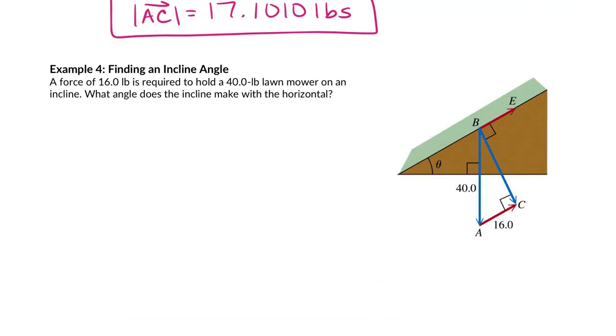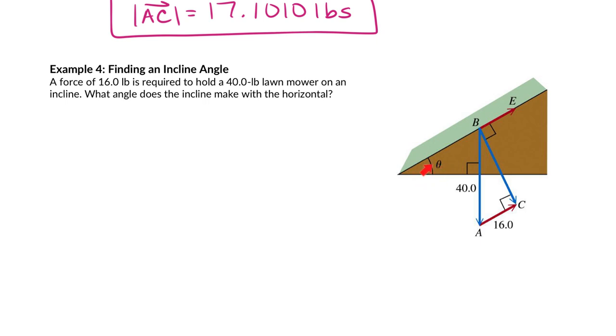A force of 16 pounds is required to hold a 40-pound lawnmower on an incline. What angle does the incline make with the horizontal? So again, we have a point B where a lawnmower is putting force of its weight straight down to the earth. And then you have the force from the ramp that also creates this vector BC. We are told that the force used to hold it up is 16 pounds. So now this time we were given vector AC. The question is, what is this angle?